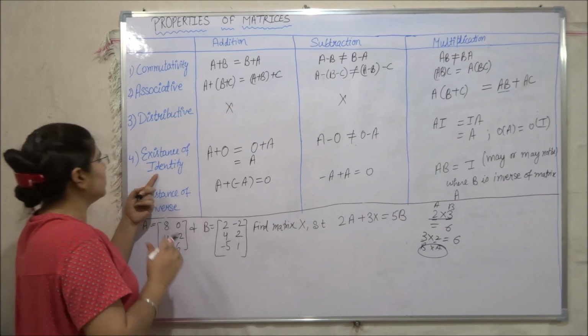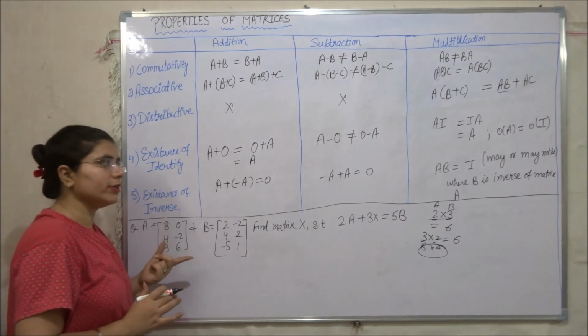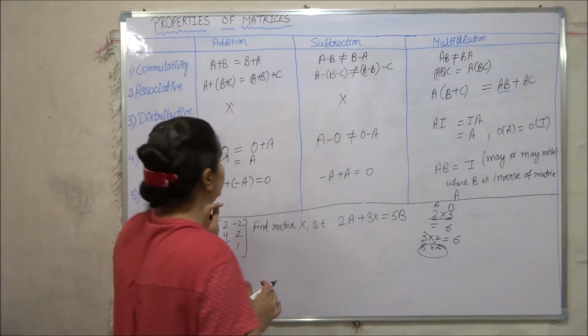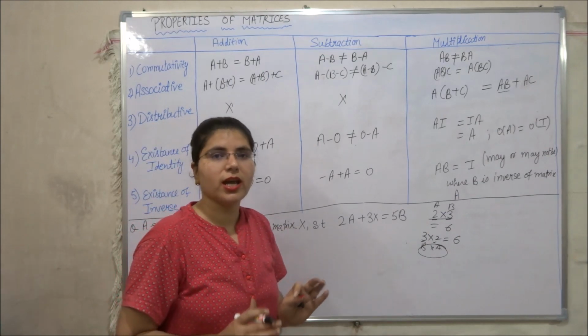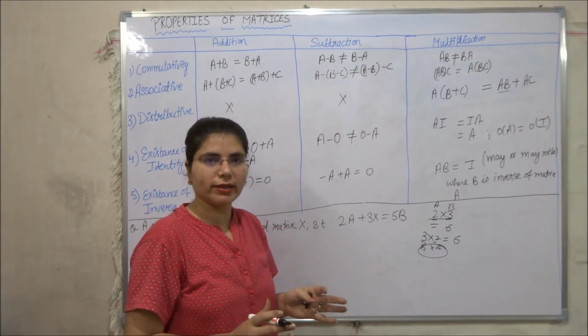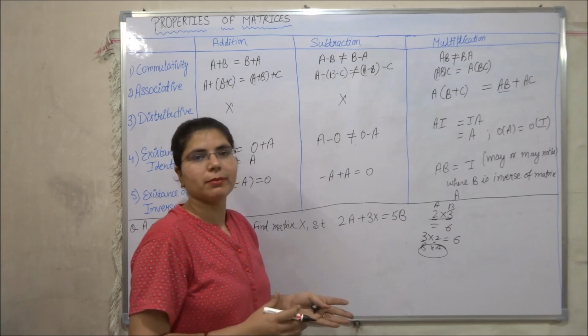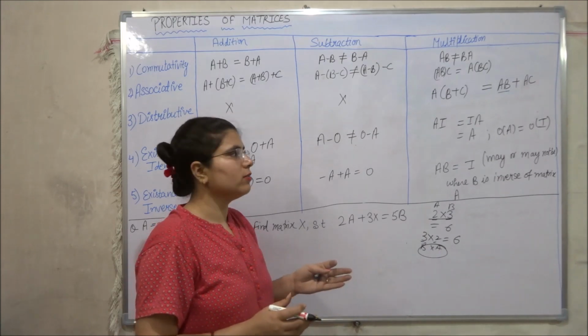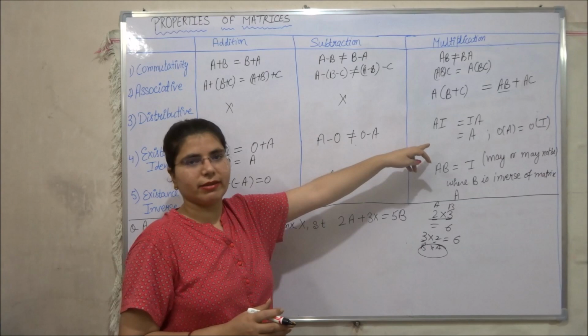So distributive holds in case of multiplication only. Now next property is existence of identity. In case of addition, additive identity will be zero matrix, but in case of multiplication, multiplicative identity will be identity matrix.